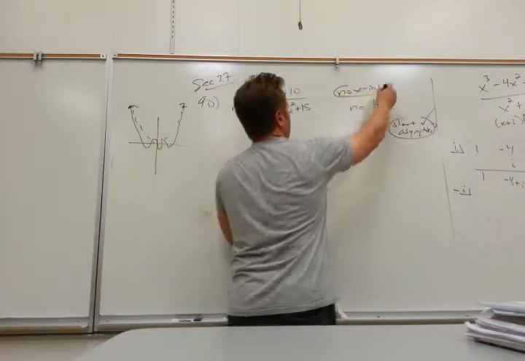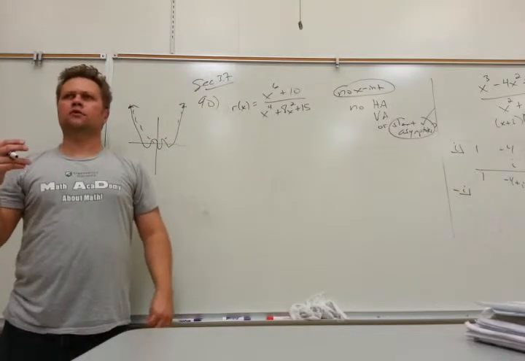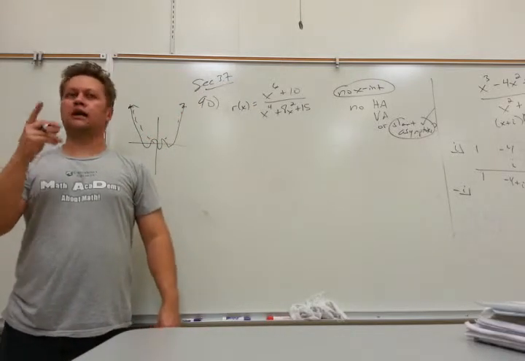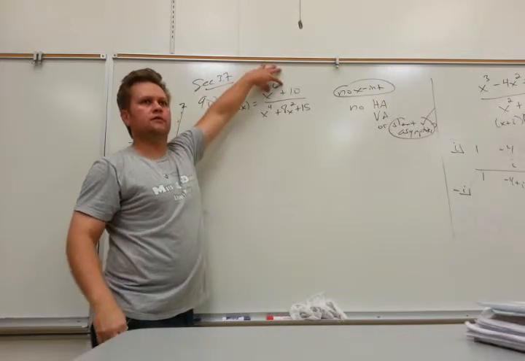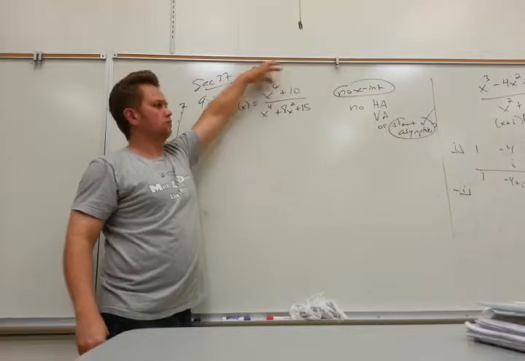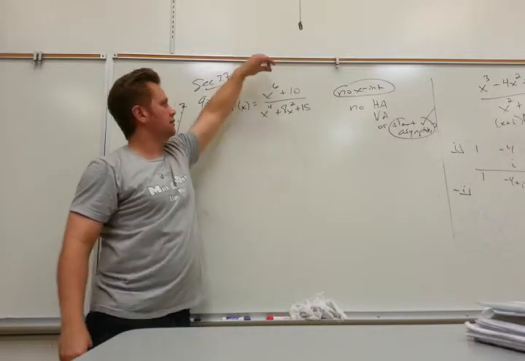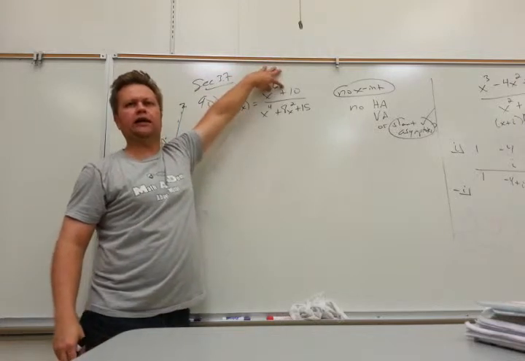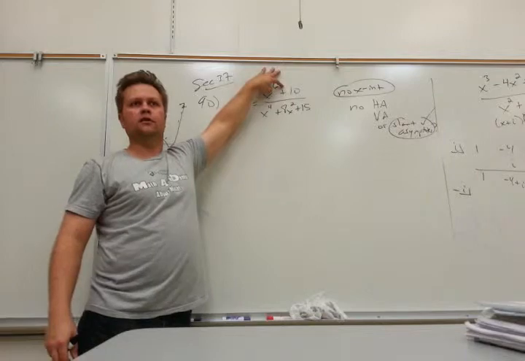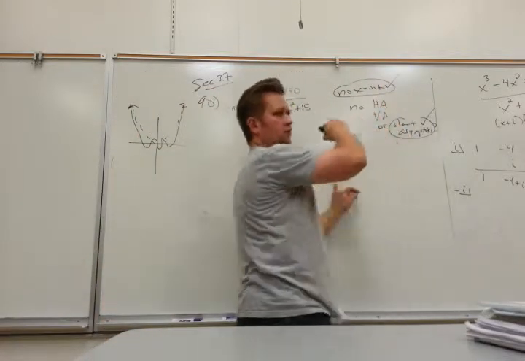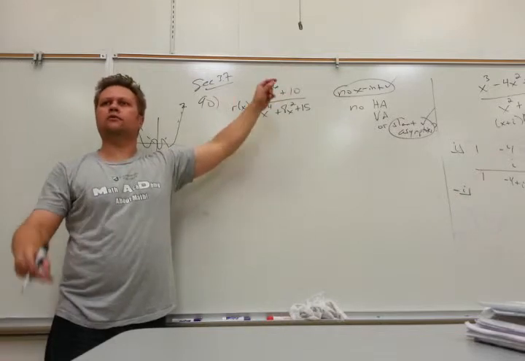Why do I know it has no x-intercepts? Where did x-intercepts come from? The top. And can the top be 0? No, it can't be. It's a parabola that starts at 10 and points up. You can't set that equal to 0 and get a real answer. You get a bunch of complex answers, but no real ones. Check. No x-intercept because you can't make the top equal 0.